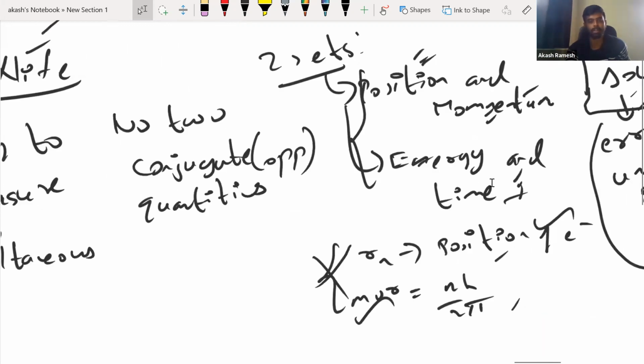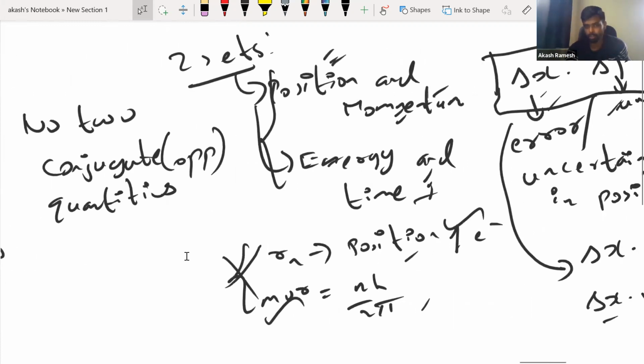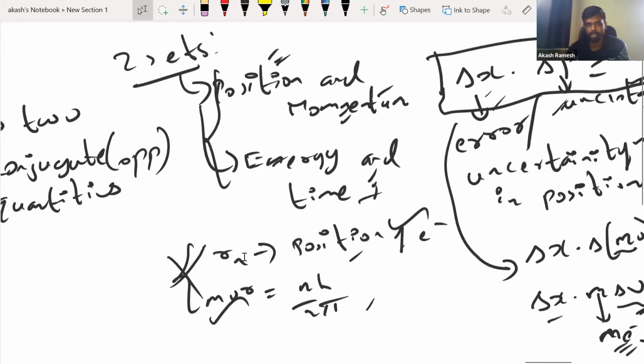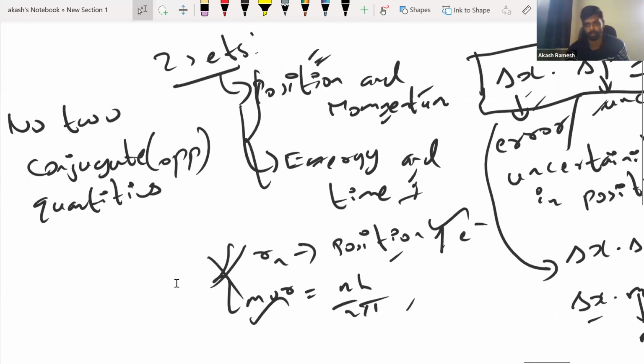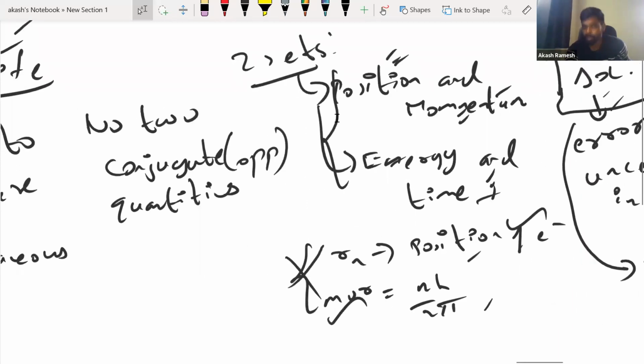Okay, so now if you look at what Bohr did, he calculated the radius. We know the formula for radius according to Bohr's theory. We know the momentum's formula also, right? So Rn describes the position, and mvr, that is the angular momentum, describes the momentum. So both these things can be calculated simultaneously, according to Bohr. But Heisenberg said that it is not possible. So obviously, there's going to be some error.